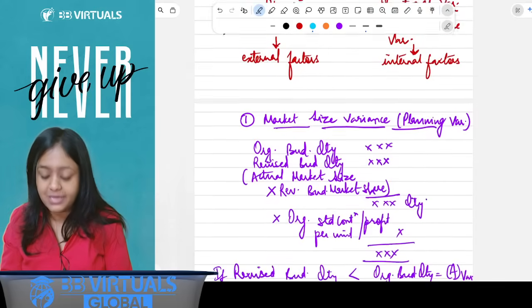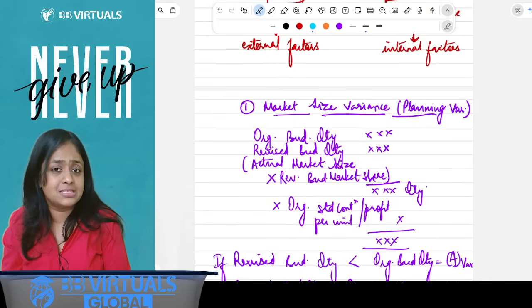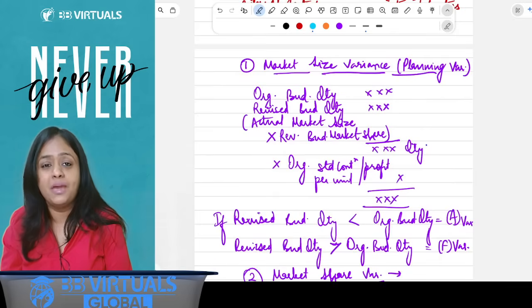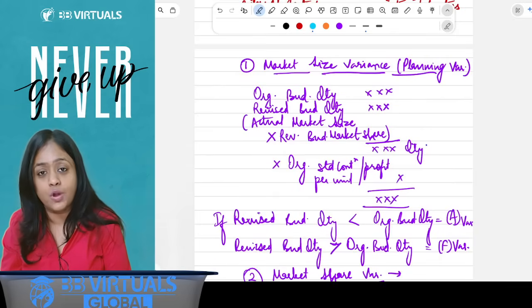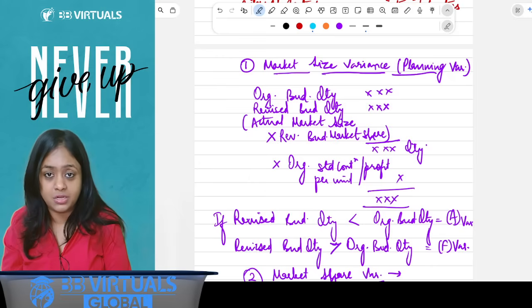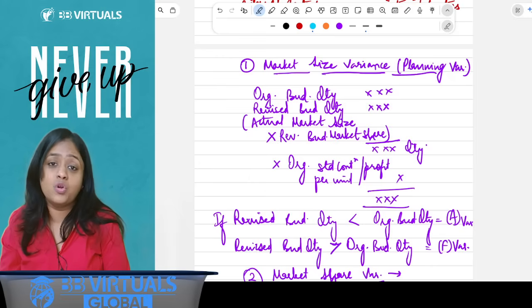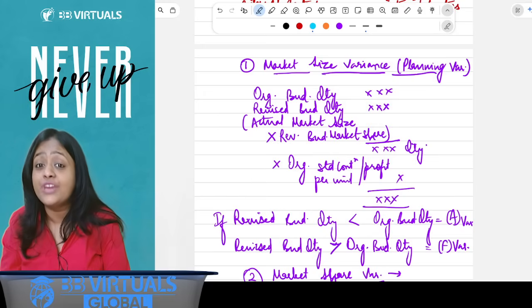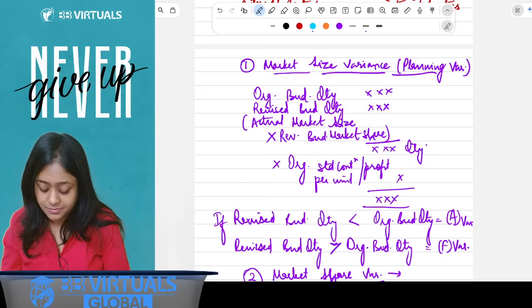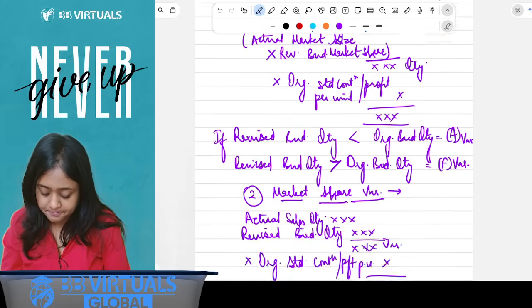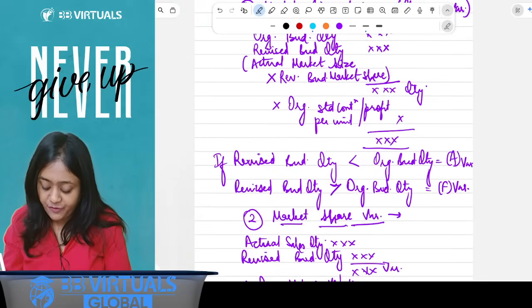Now, what is market size variance? The logic remains the same: you will take the comparison between the revised budgeted quantity and the original budgeted quantity. If your revised is more than the original, it's a favorable variance. So it's a favorable variance.